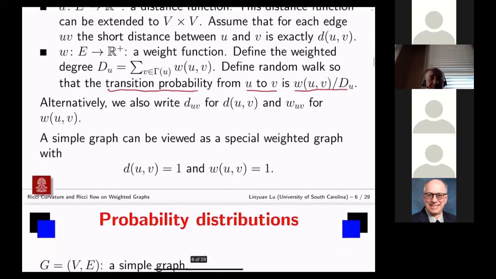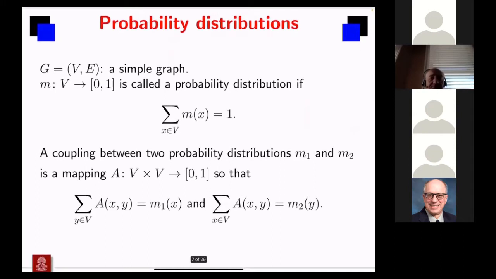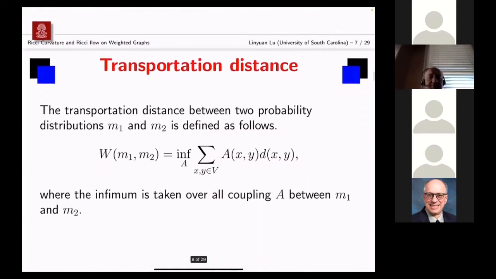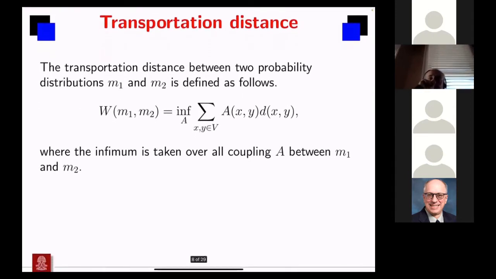Okay, so with these notations, let's talk about probability distributions. A probability distribution is simply a function from the vertices to [0,1], such that the summation is equal to 1. You can think about there's some mass distributed on the vertex set. You have one distribution and another distribution, and to change some mass to move from one distribution to another, the coupling tells you the way you can move from one to the other. So the coupling is a function from V cross V to [0,1], such that if you sum over one index, you get the first probability distribution, and you sum over the other index, you get the second probability distribution.